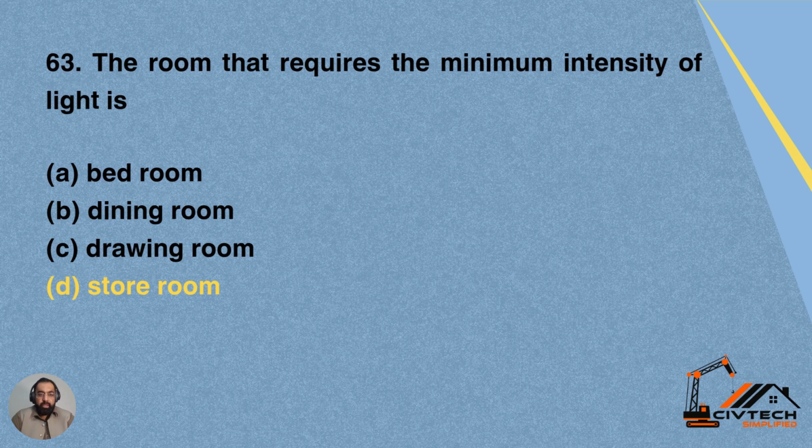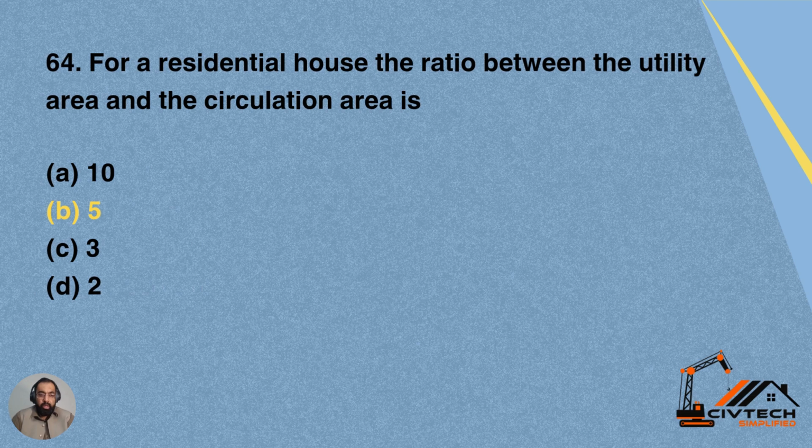Then we have question 63. The room that requires the minimum intensity of the light, where light is minimum required. Number A, bedroom. B, dining room. C, drawing room, and D is store room. So store is the area where minimum intensity of the light is required as compared to bedroom, dining, and drawing room. So option D is correct for this question.